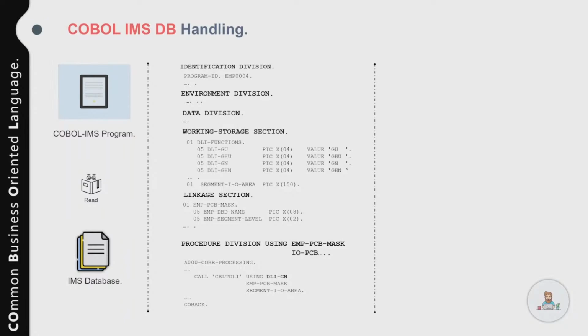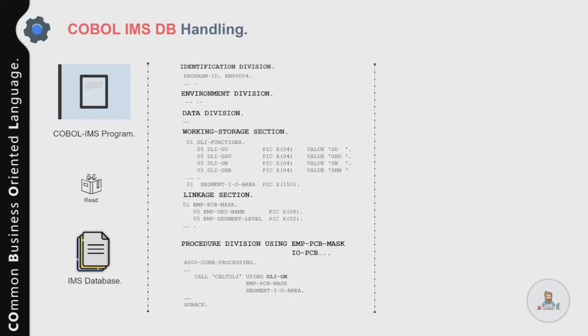Now coming back to the procedure division, we have actually used the procedure division with a USING clause. And the USING clause lists the name of the PCB mask that you have defined in the linkage section. Now in the paragraph A000-CORE-PROCESSING, we have actually used the call statement to request DL/I services. The parameters you code on the call statement specify the operation you want DL/I to perform.